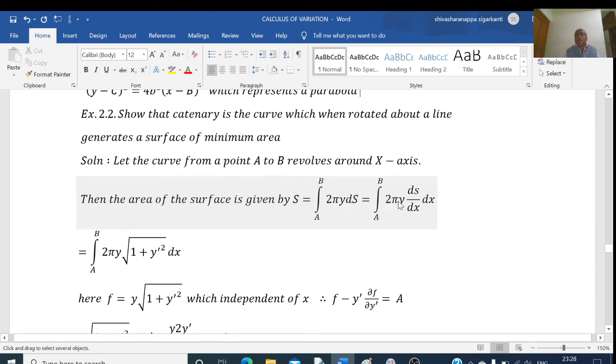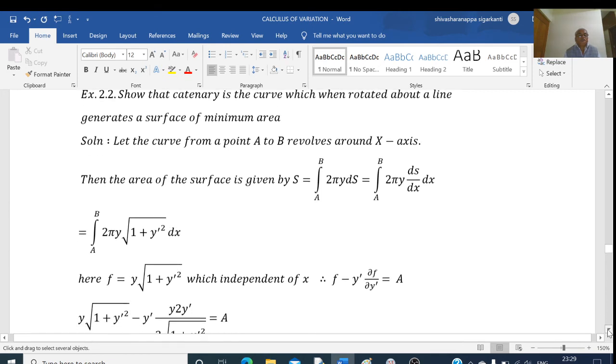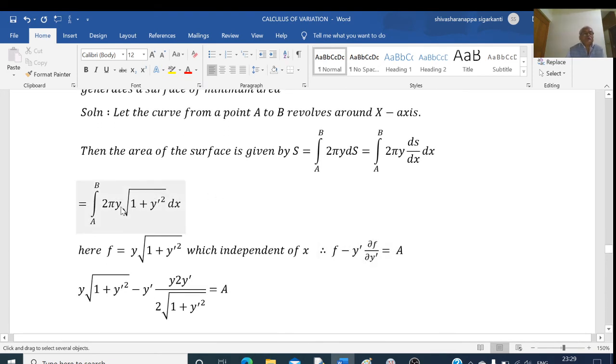That is 2 pi y into ds by dx into dx. And we have ds by dx is equal to root of 1 plus dy by dx square. That is root of 1 plus y dash square dx. So that is our S is equal to the integral from a to b of 2 pi y root of 1 plus y dash square dx. So this functional we have to optimize. So here my f is equal to this thing. This is my f. But here the optimality of the functional is not depending on 2 pi.